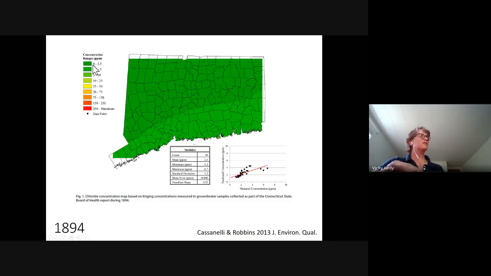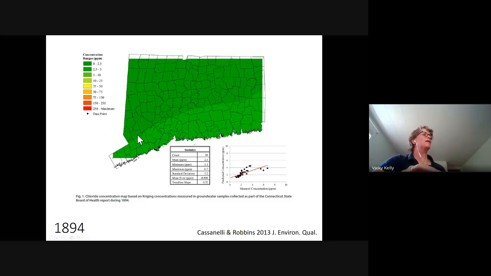So the green color represents background concentration, 0 to 2.5. The green gets lighter and lighter until it's yellow, which represents a concentration of 25 to 50 milligrams per liter of chloride. And then as it goes to red, the concentrations increase to 250 to maximum. Okay, so what do we see?